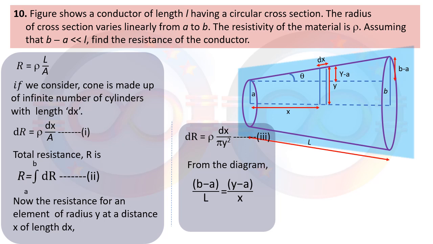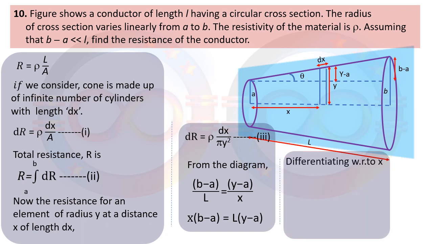(b minus a) upon l is equal to (y minus a) upon x. That sides ratio will be same. And on simplifying, it is x(b minus a) is equal to l(y minus a). We are going to differentiate this term with respect to x. So on differentiating, what we are getting here is b minus a is equal to l dy upon dx.